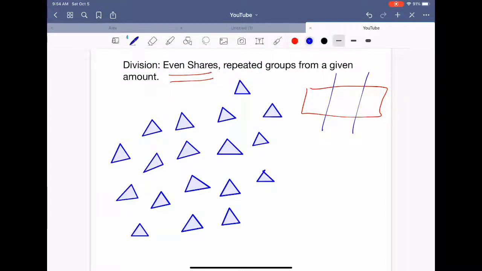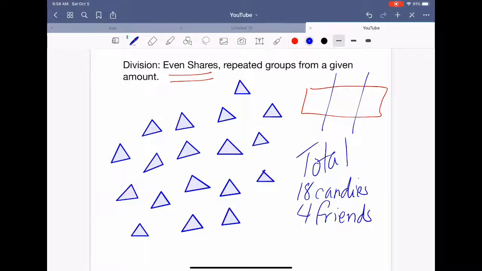And I like to think about my total a lot. Like, what is my total? What is the whole thing I have? And how am I trying to share it? In what kind of way? So over here, I'm pretending these are candies. And what if I have 18 candies and I want to share with 4 friends?